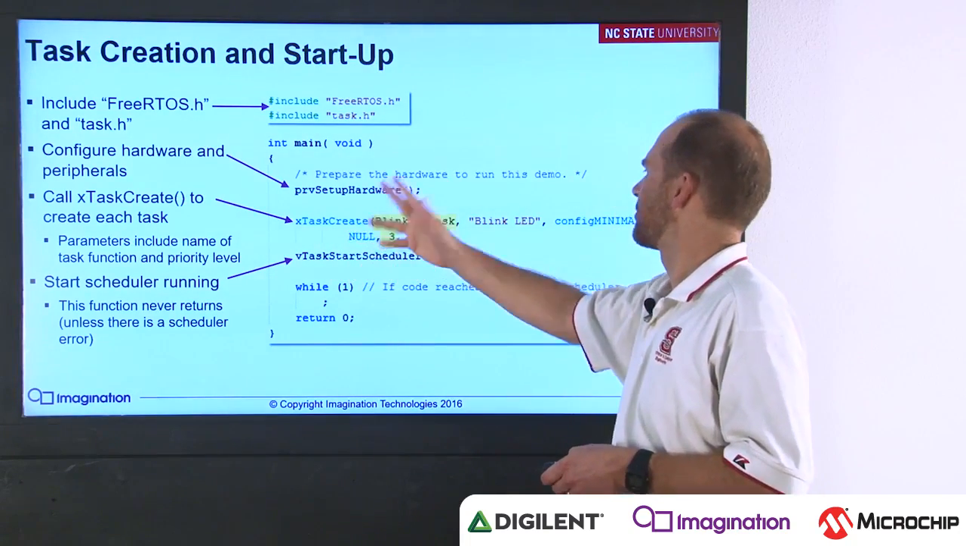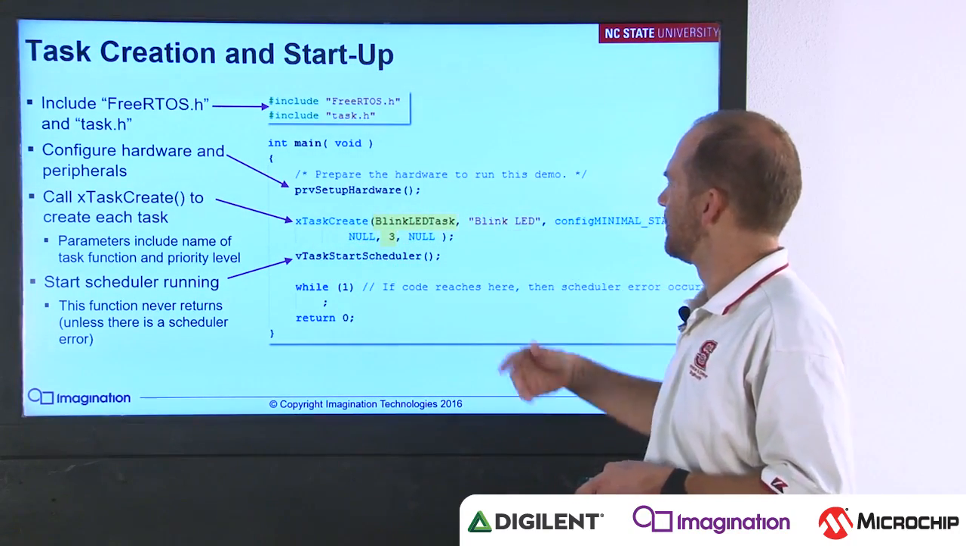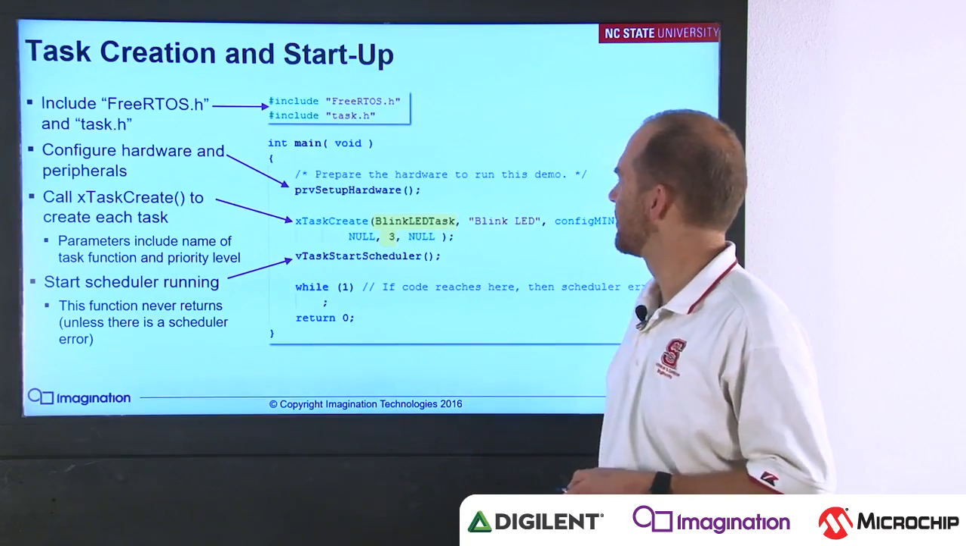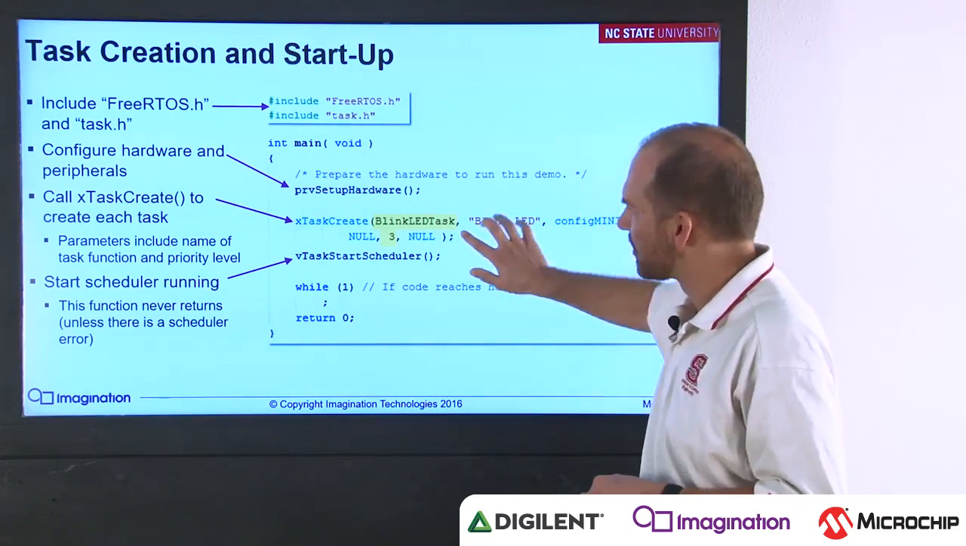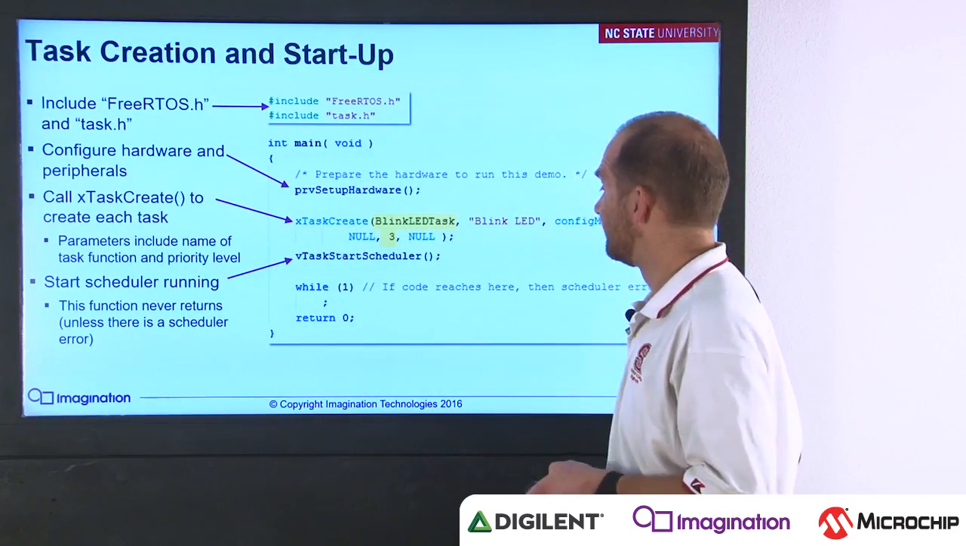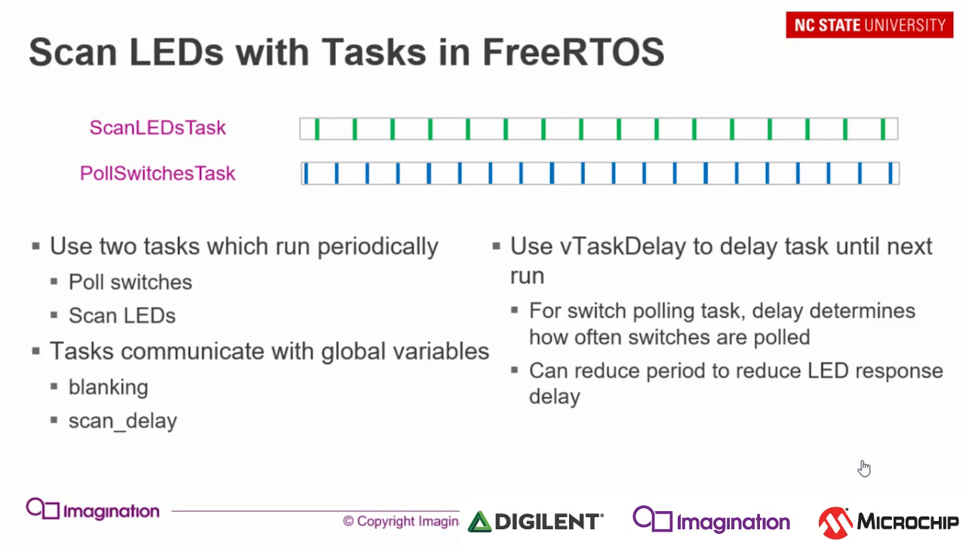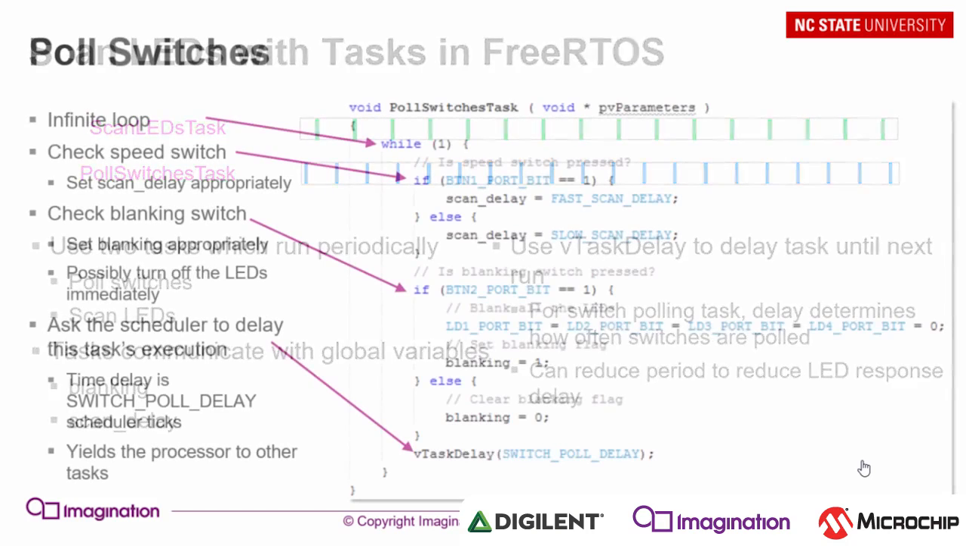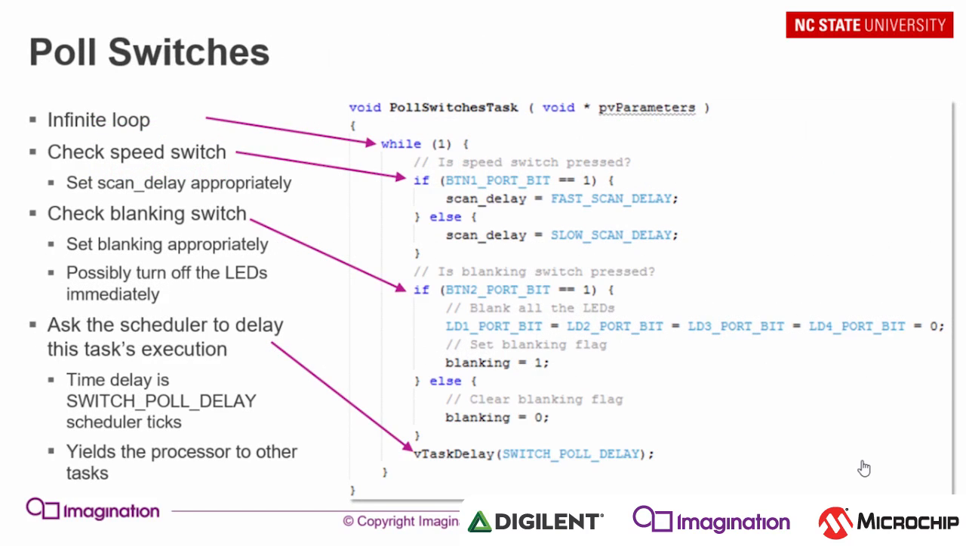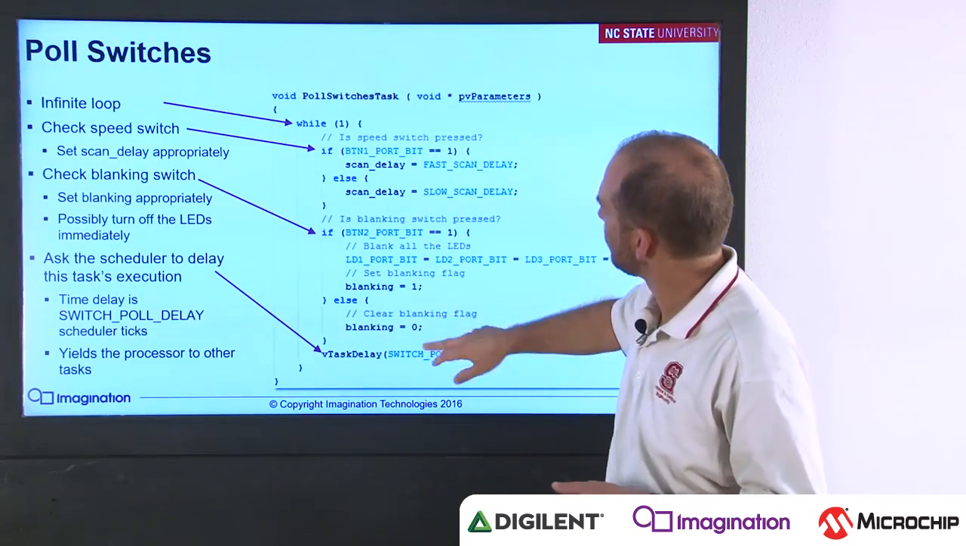There's the xTaskCreate function that we use to tell the scheduler where each task is and other configuration information. And then we start running the scheduler. We look at the scan LED application implemented in FreeRTOS, and we try it out. This is one of the demonstrations, and we can see the code is pretty straightforward.